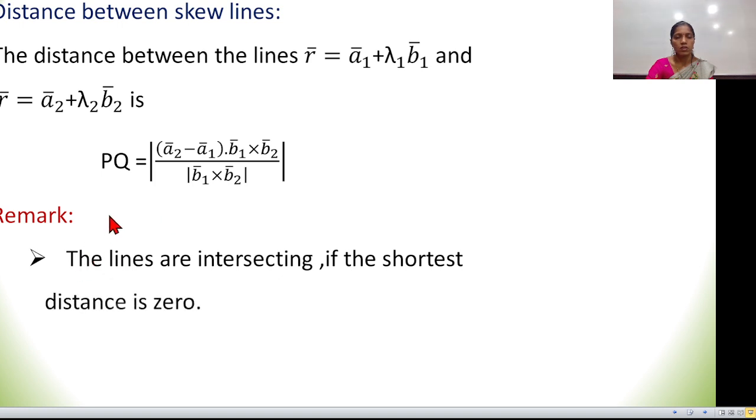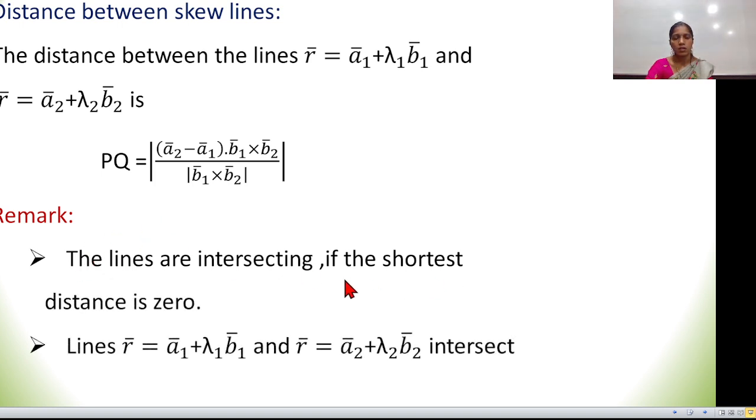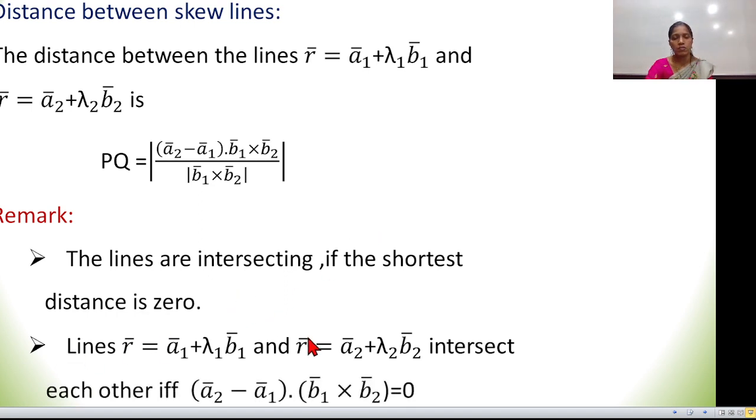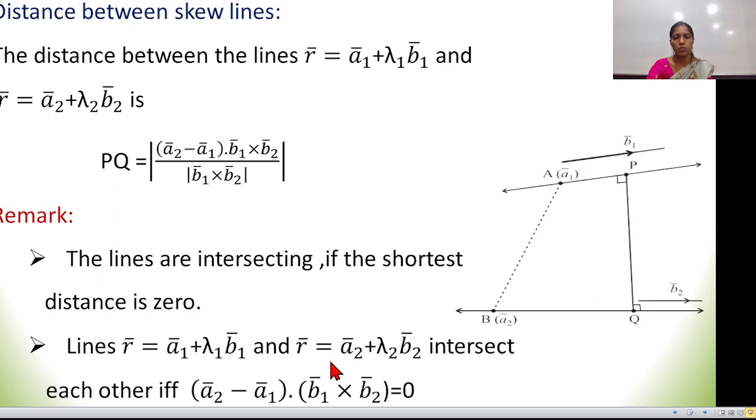Now, when are the lines intersecting? If the shortest distance is 0, that is, if two lines intersect each other, their shortest distance is 0. The lines r bar equals a1 bar plus lambda 1 b1 bar, and r bar equals a2 bar plus lambda 2 b2 bar, intersect each other if and only if they satisfy the condition (a2 bar minus a1 bar) dot (b1 bar cross b2 bar) equals 0.